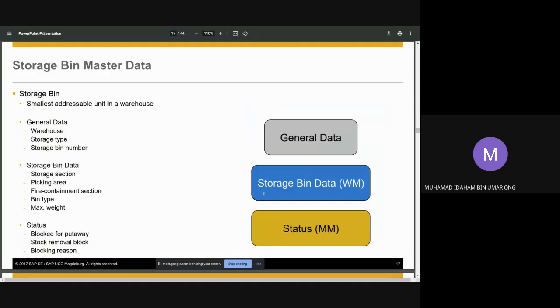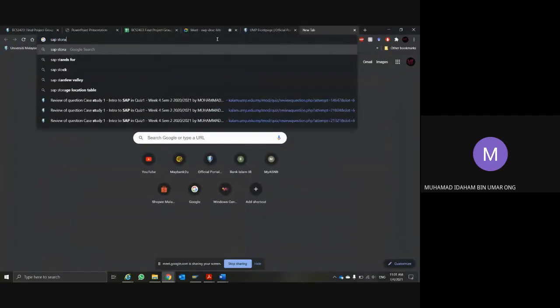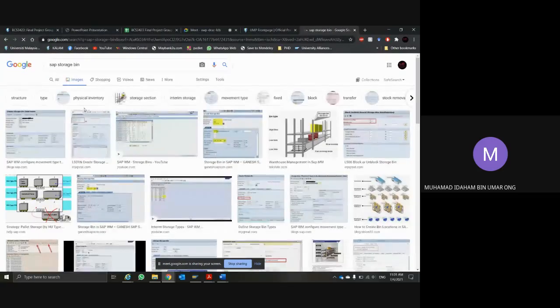Okay, this is talking about storage bin master data. This is talking about where the storage bin is located. Now, as I mentioned earlier, we're going to relate this to libraries. Now, in libraries, there is no storage bin being used. I'm just going to show you an example, simply storage bin. Let us have a look at some example.